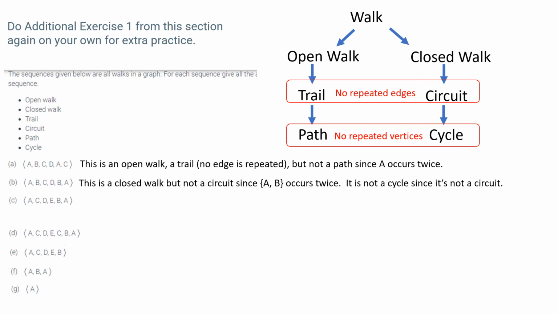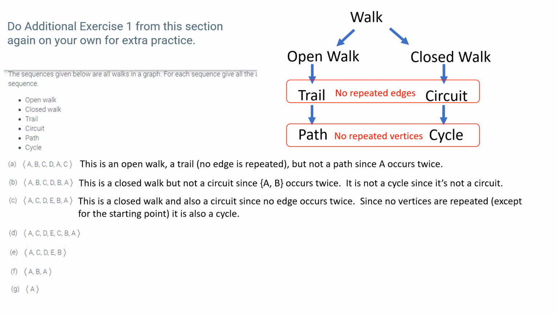Okay, the third one, A, C, D, E, B, A. So that's a closed walk. Do we see any repeated edges? I don't think I do. Do we see any repeated vertices? We don't see that other than the first and the last. So it's a closed walk and it's a circuit since no edge occurs twice and no vertices are repeated except for the beginning and end, so we would also say it's a cycle.